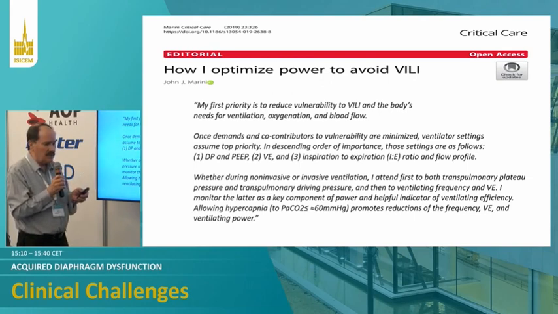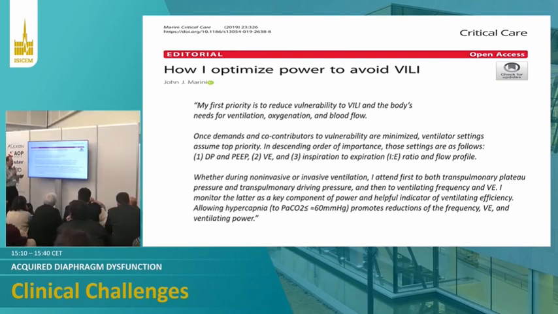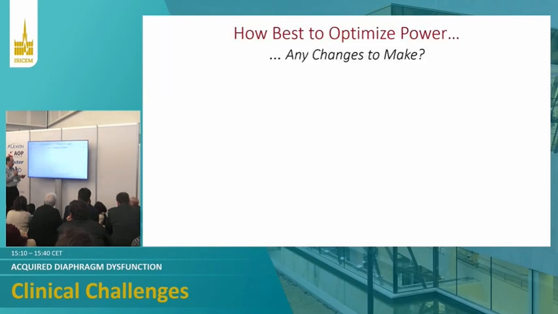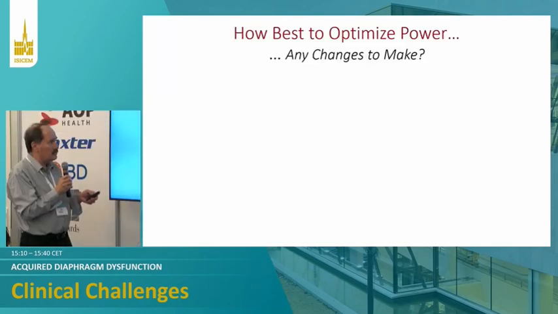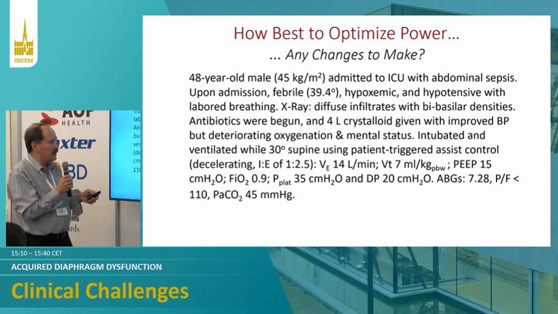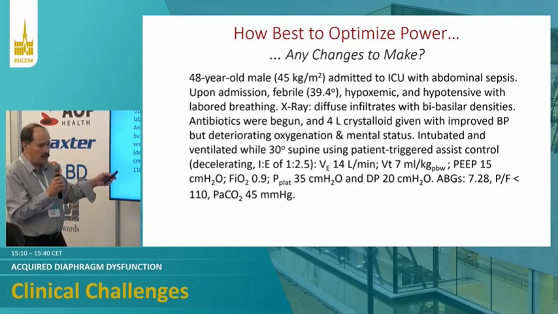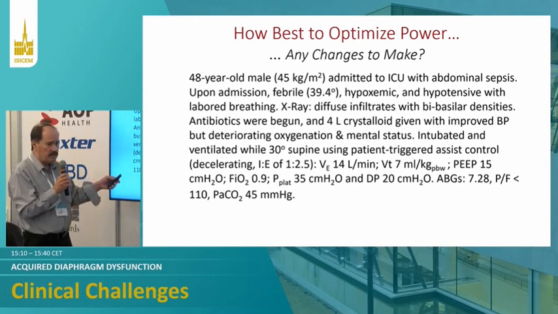Okay, you can read about this, but basically reduce the demands, try to reduce the vulnerability, and in sequence, get the driving pressure and PEEP as low as you can, then minute ventilation, and inspiration to expiration ratio and flow profile. So, are there any changes to make? These were our original choices, and we thought they looked pretty good. Okay?